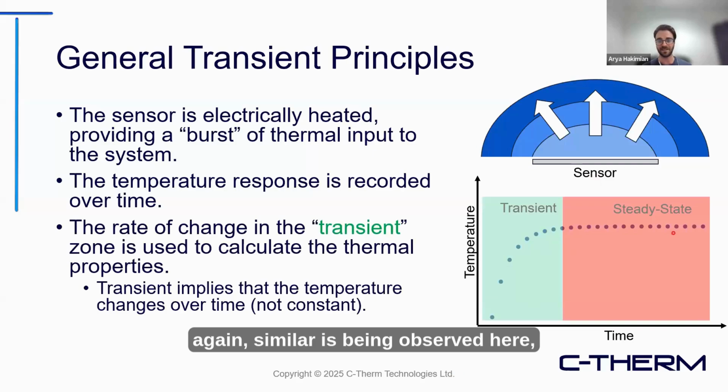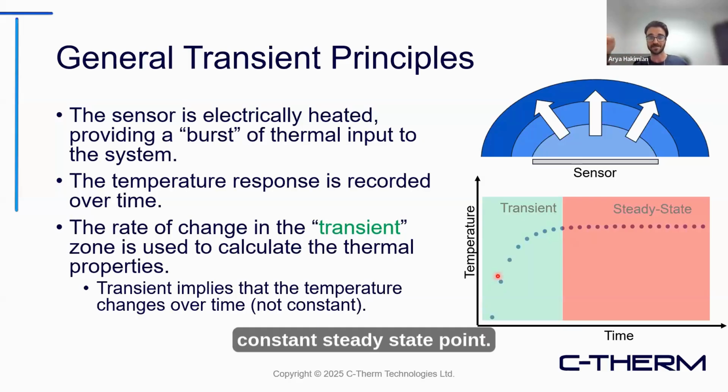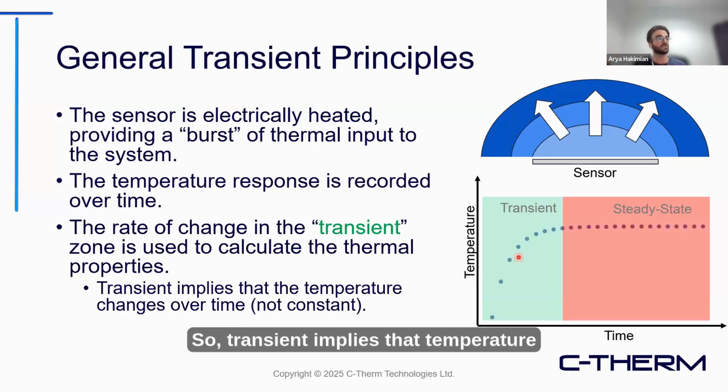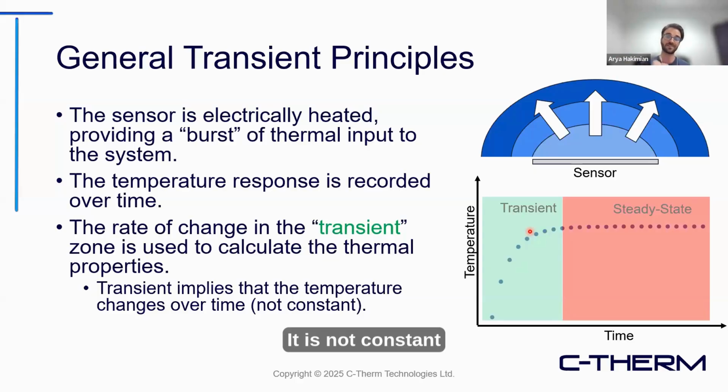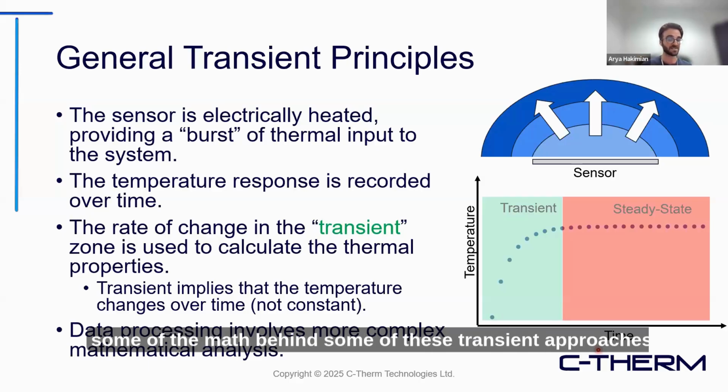And then the rate of change, again, similar is being observed here, but being transient, the big differentiator here is that we are doing the analysis in this region earlier on. So this is before you reach that consistent, constant, steady state point. So transient implies that temperature is changing as a function of time. It is not constant there. Data processing does involve more complex mathematical analysis. So if you do look into some of the math behind some of these transient approaches, they're certainly a little bit more involved.